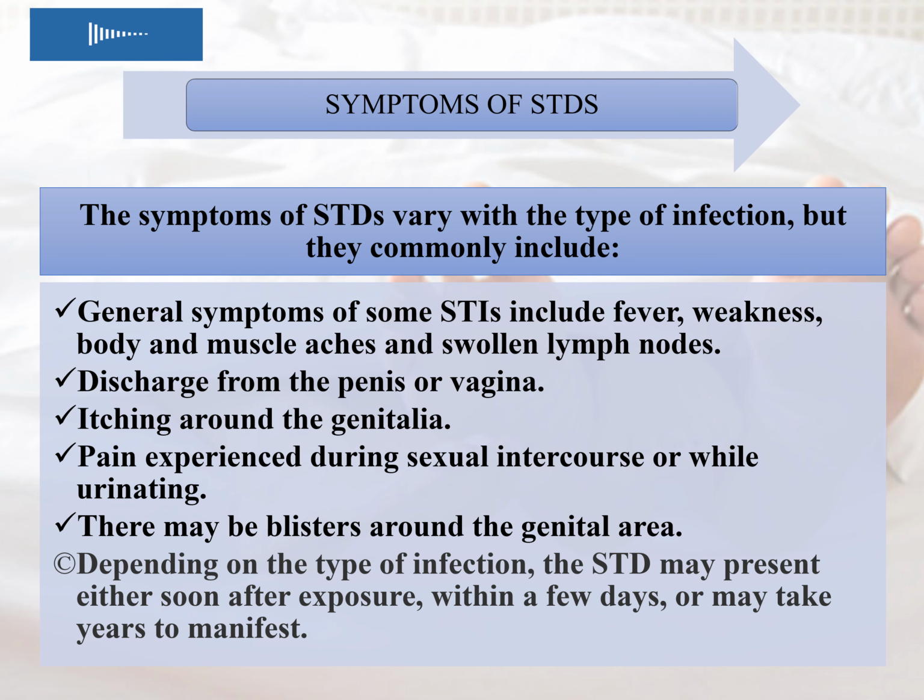Signs and symptoms of STDs. The symptoms of STDs vary with the type of infection, but they commonly include discharges from the penis or vagina, itching around the genitals, pain experienced during sexual intercourse or while urinating, and also there may be blisters around the genital area. Keep in mind that depending on the type of infection, STD symptoms may show soon after exposure or within a few days, or may take years to show.